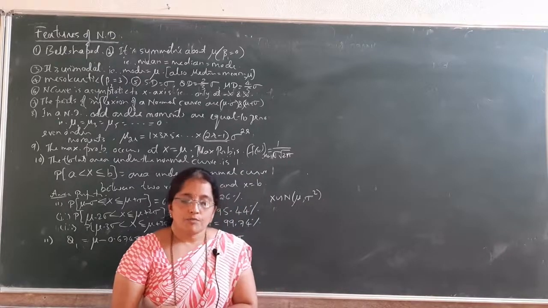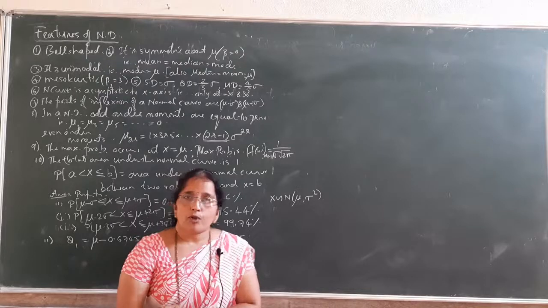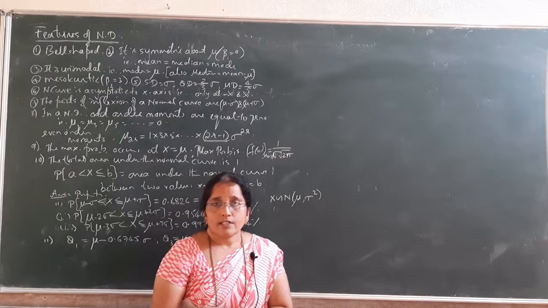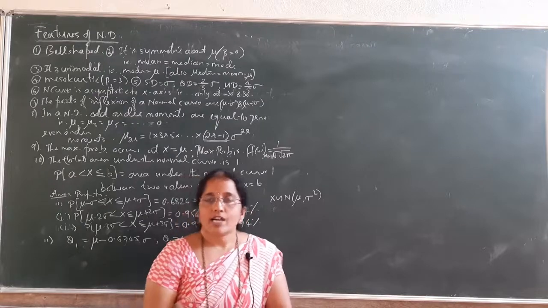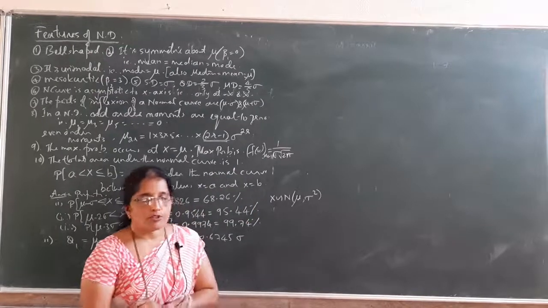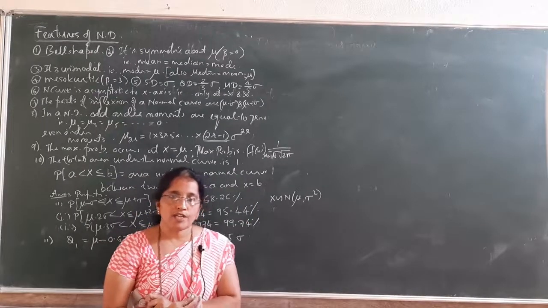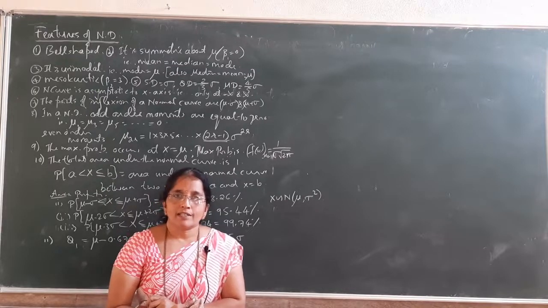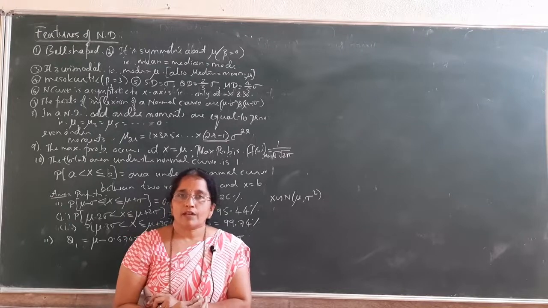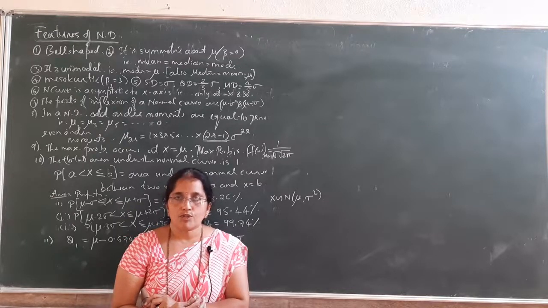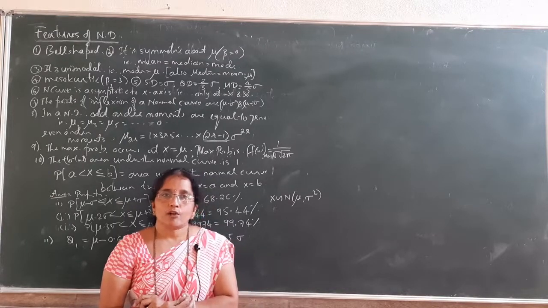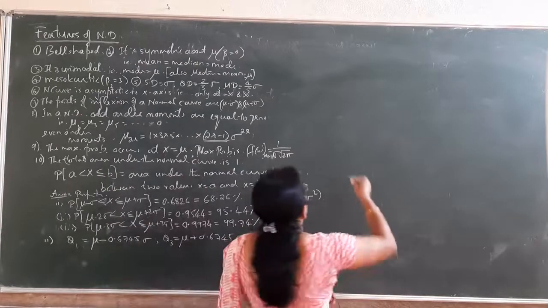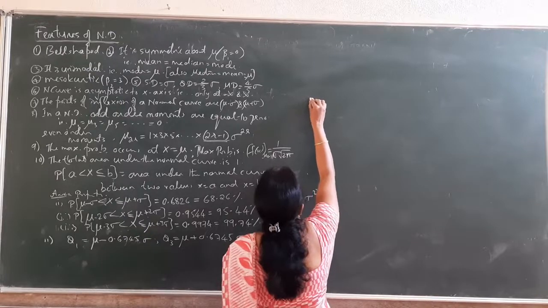In a normal distribution, if mu equal to 0 and sigma equal to 1, then that distribution is called as a standard normal distribution. So, one more distribution we have to study, that is a standard normal distribution. It is not a separate distribution, it is a specific case of normal distribution. So, what is a standard normal variate? It is a very important 1 mark question. Define standard normal variate.